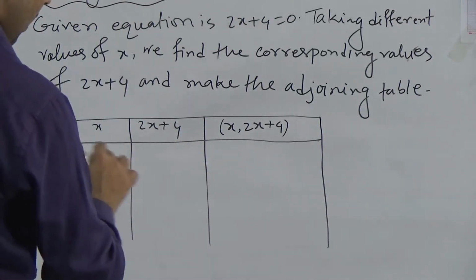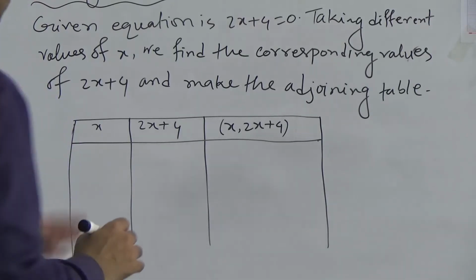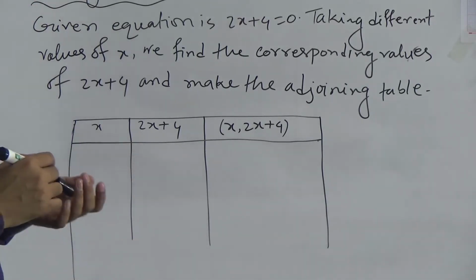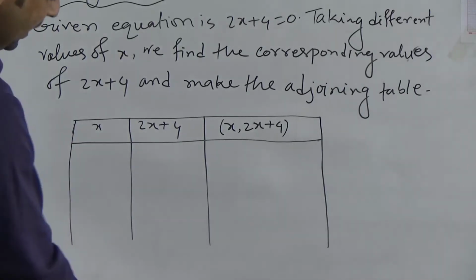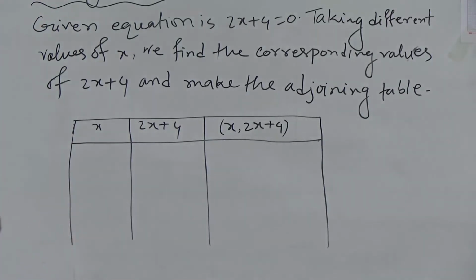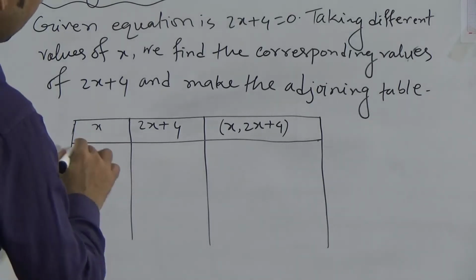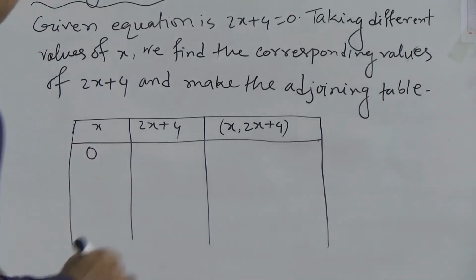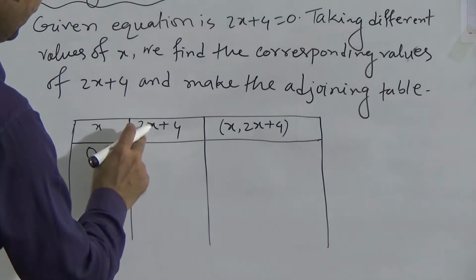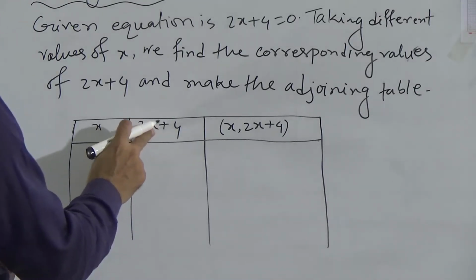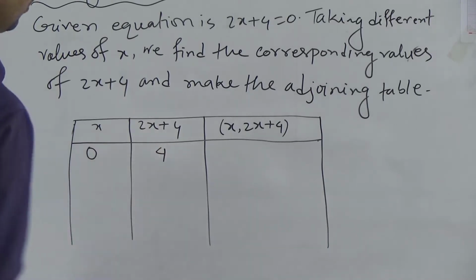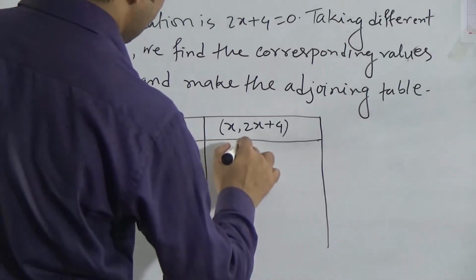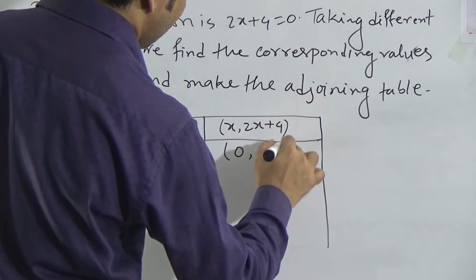Now I'll take the value. Suppose, I can consider any value of x. Suppose value of x is 0. If we put the value of x is 0, 2 into 0 means this will be 0. So the value will be 4. So here we will get a point that is 0, 4.